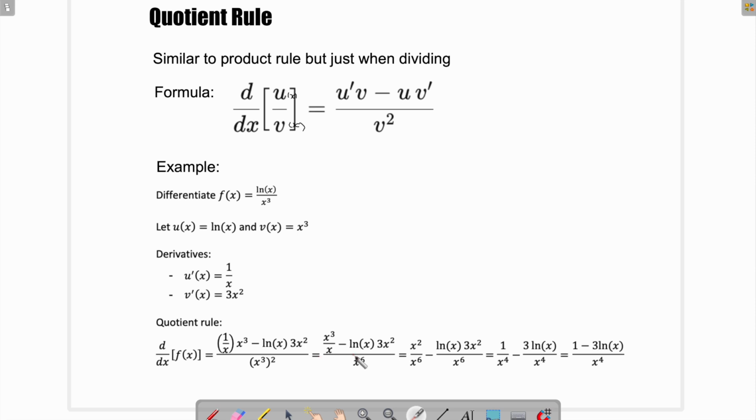Let's just break this down. x cubed on x minus ln of x times 3x squared, and then the denominator is simply x to the 6. So then let's break it apart. x cubed on x is just simply x squared, and then we divide that by x to the 6 minus ln of x times 3x squared. So the squares cancel, and that just becomes x to the 4. And then finally, we get 1 minus 3 ln x on x to the 4. And that is our derivative of ln of x on x cubed.